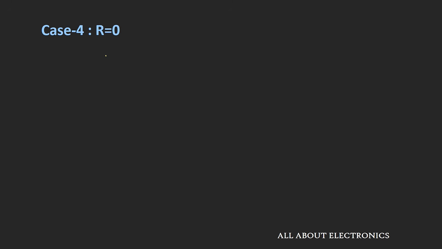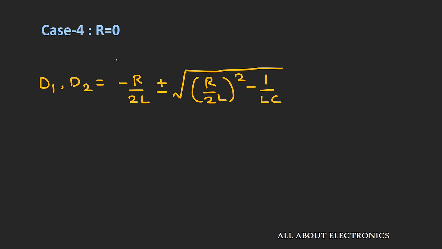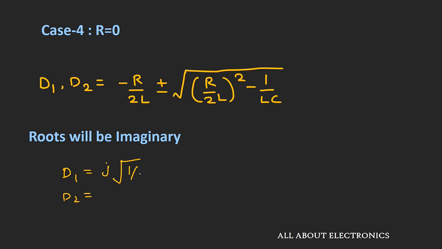In the fourth case, let us assume that the value of the resistance is 0. In that case, the roots will be purely imaginary. The value of d1 is j times the square root of 1/LC, and we had seen that the square root of 1/LC is nothing but omega. So d1 is j omega. Similarly, d2 is minus j omega. These will be the two roots when R is equal to 0.